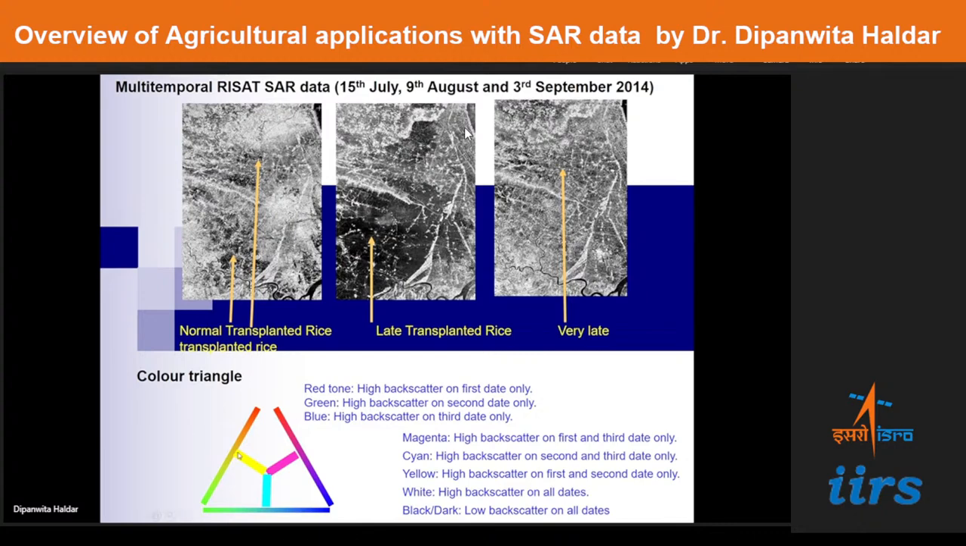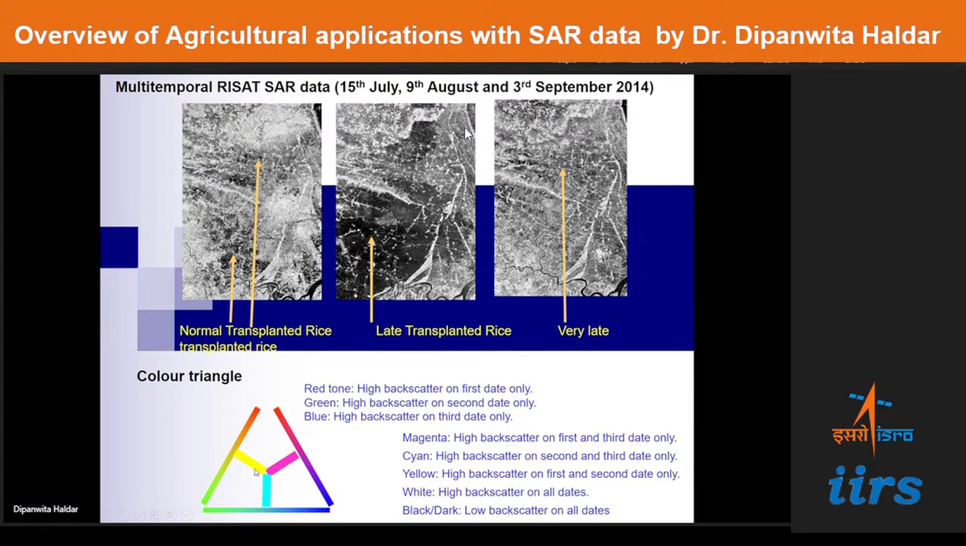So if you see this color triangle now, if we have high backscatter in the first date, we have red. If it is in the second date, we have green. And if it is in the third date, it will be blue. But suppose there is a low backscatter in the first date, and high backscatter in the second and third date. Imagine these points where you have low backscatter in the first date, and few of those fields have grown in the second date. So you'll have high backscatter in G and B, so you'll have a cyan tone. This particular tone you'll get in the image. I hope everyone is understanding this concept.